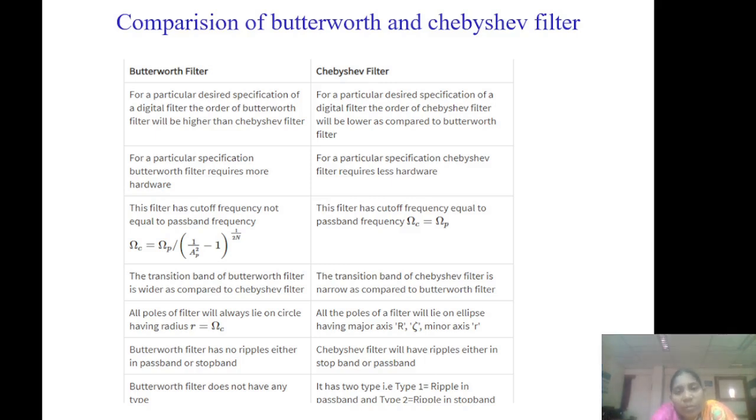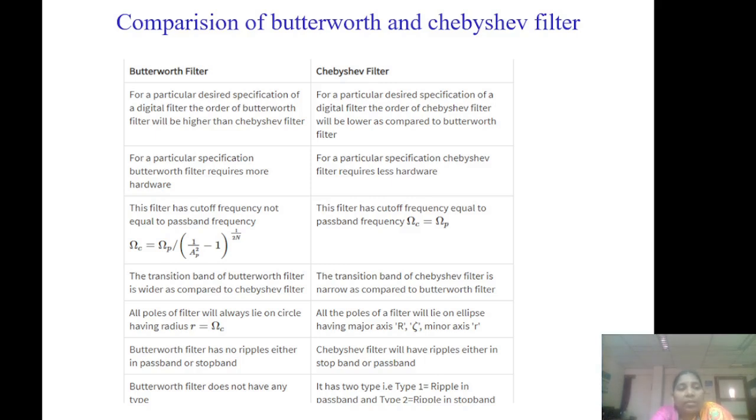But in the case of the Chebyshev filter, it is different. The order of the Chebyshev filter will be lower as compared to the Butterworth filter. A Chebyshev filter of lower order is enough, because the Chebyshev magnitude response function itself is a little bit complex, as it involves the Chebyshev polynomial and other mathematical functions. So a lower order is enough for performing the Chebyshev filter operation.